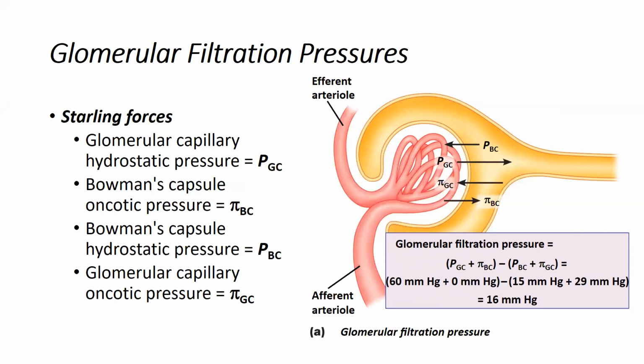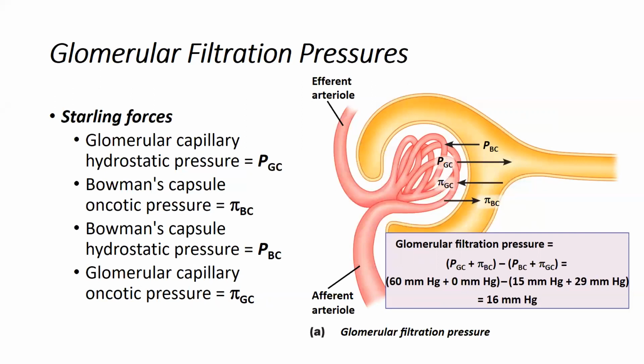What about the Bowman's capsule oncotic pressure? That's going to be a pull, right? When we hear oncotic, we think about a pull. Oncotic pressure is caused by the proteins that are present on either side of the membrane, and they're doing pulling. They want to sort of dilute themselves. So they're going to pull water or fluid towards themselves. So hydrostatic is the push, and oncotic is the pull.